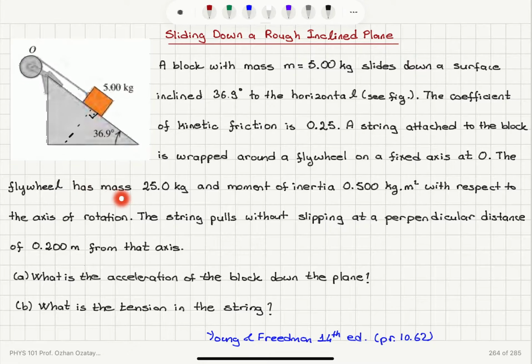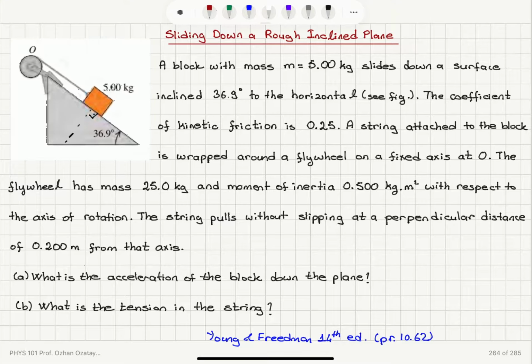The flywheel has mass 25 kilograms and moment of inertia 0.5 kilograms meter square with respect to the axis of rotation. The string pulls without slipping at a perpendicular distance of 0.2 meters from that axis. Part A, what is the acceleration of the block down the plane? Part B, what is the tension in the string?